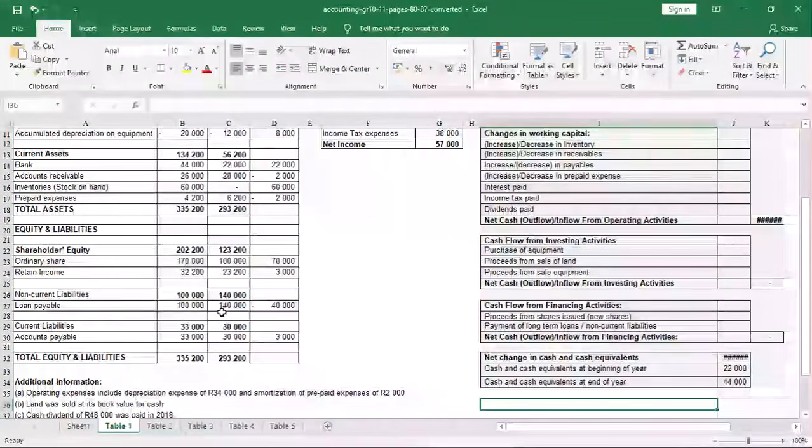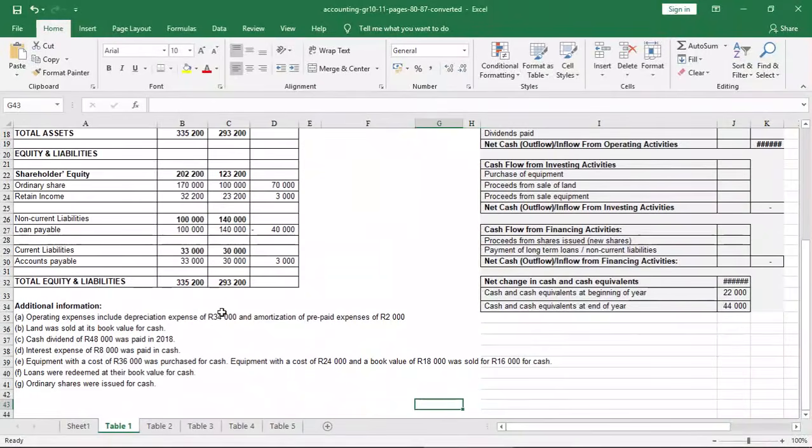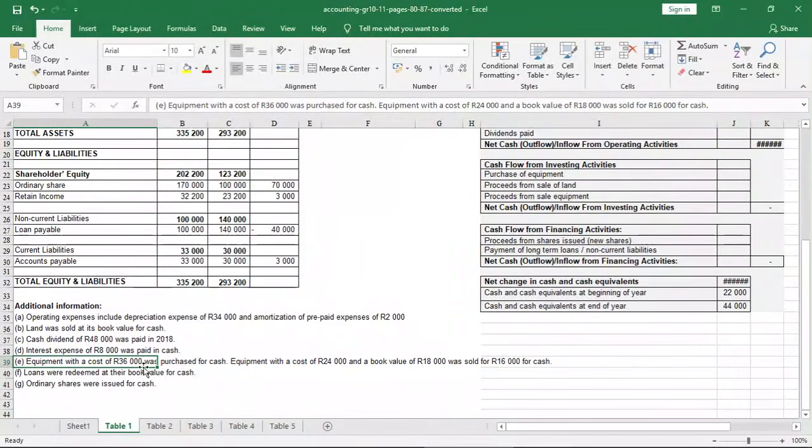Well, I already knew that it was a loss on sale of equipment, but you'd have to determine that by yourself. If you go to number E, it tells us that equipment with the cost of 36,000 rand was purchased for cash. Okay, it's not that one. Equipment with the cost of 24,000 rand and a book value of 18,000 rand was sold for 16,000 rand cash. Now this equipment was bought for 24,000 rand and it had a book value of 18,000 rand. So we are concerned with the book value. According to our books, the equipment is worth 18,000 rand, but we are told that we sold it for 16,000 rand. So 18,000 minus 16,000 rand equals 2,000. So we sold it for 2,000 less than it was worth in our books. So that means we made a 2,000 rand loss.